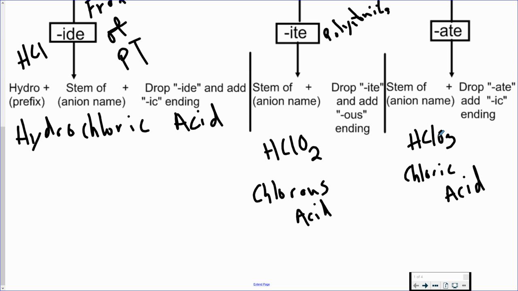So there is a difference. You need to make sure that you're not seeing hydro and thinking that it has an H. The hydro is there because it's from the front of the periodic table. So let's move on.